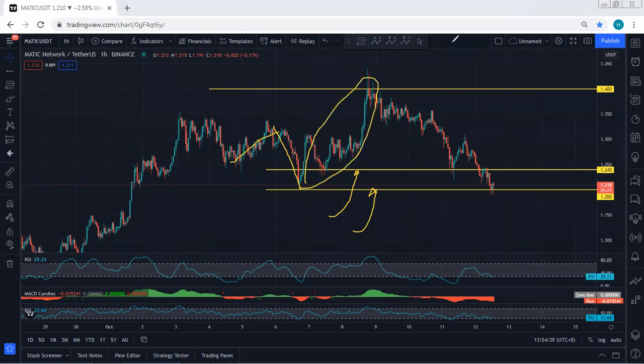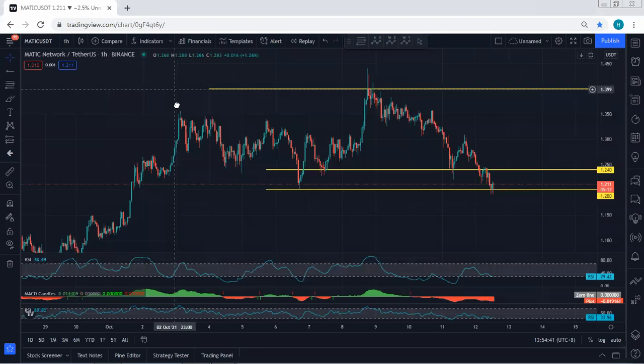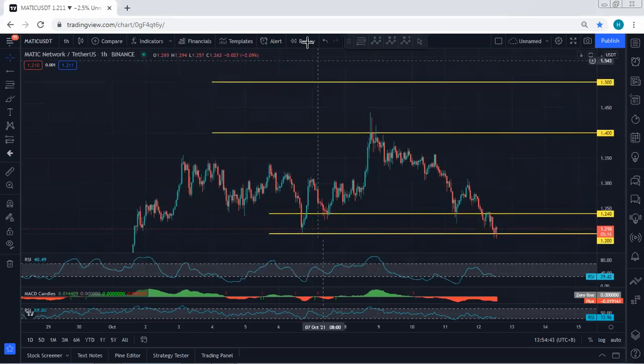And we mentioned if we get any trade setup for buy, the first level we're looking for is 1.4. If the price could break 1.4, the next one is 1.5. As we can see, the price couldn't break 1.4 and is rejected.